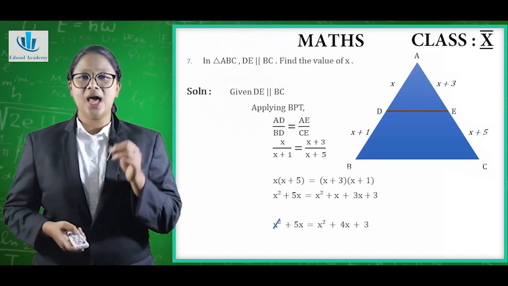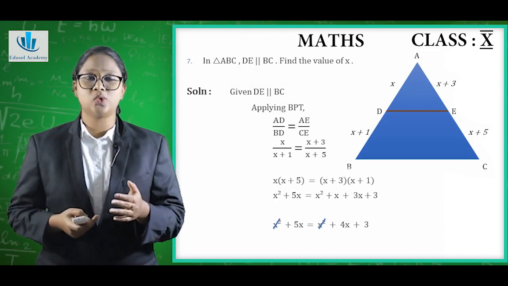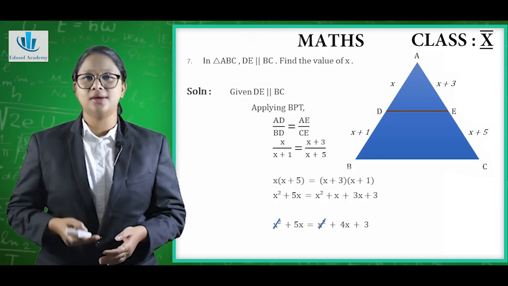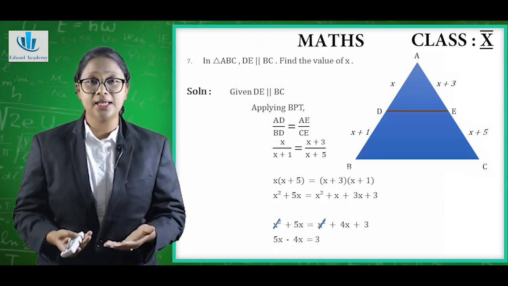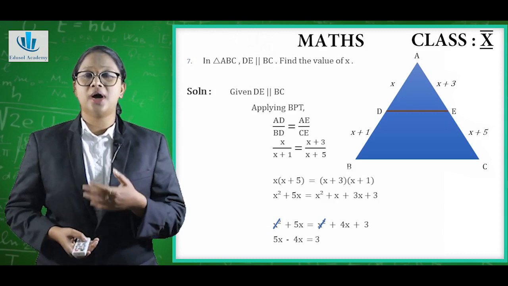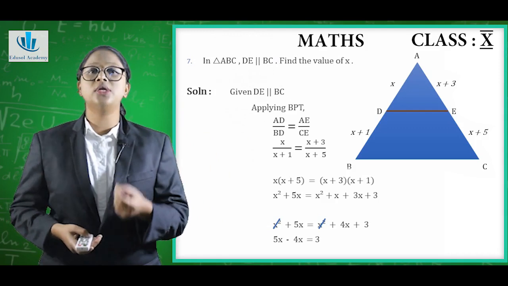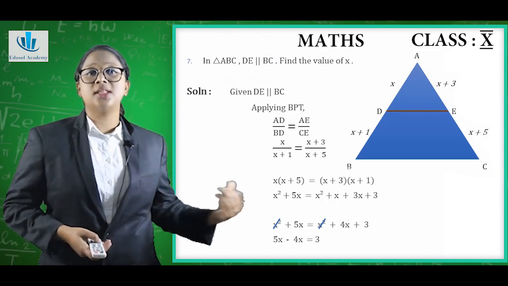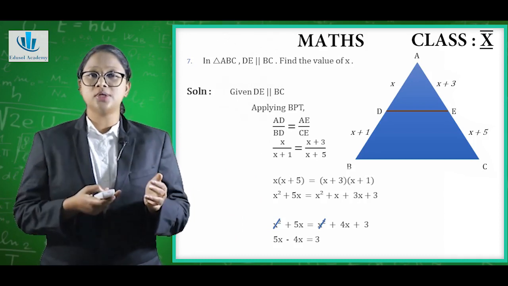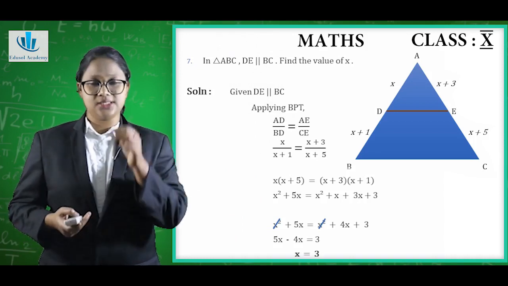Now we have to cancel the common terms on either side. We can see positive x square is common on both sides, so those can be cancelled then and there itself. Now what do we have remaining? 5x is equal to 4x plus 3. We have to isolate x terms to one side and the constant to the other. So I am going to transpose 4x to the other side. So plus 4x will become minus 4x upon transposition. Then the equation will be 5x minus 4x is equal to 3.